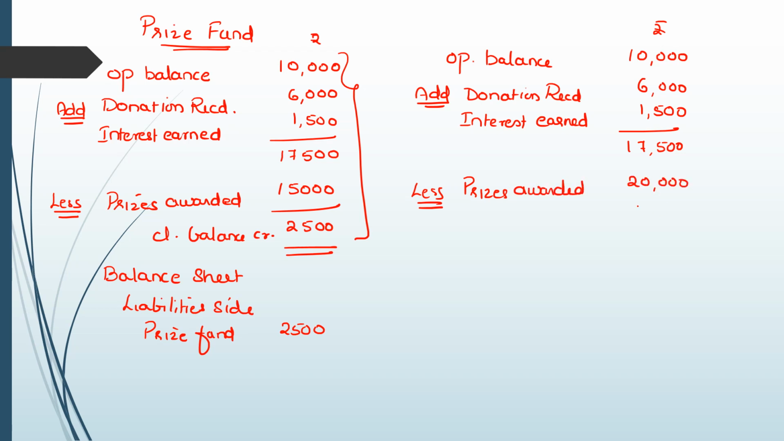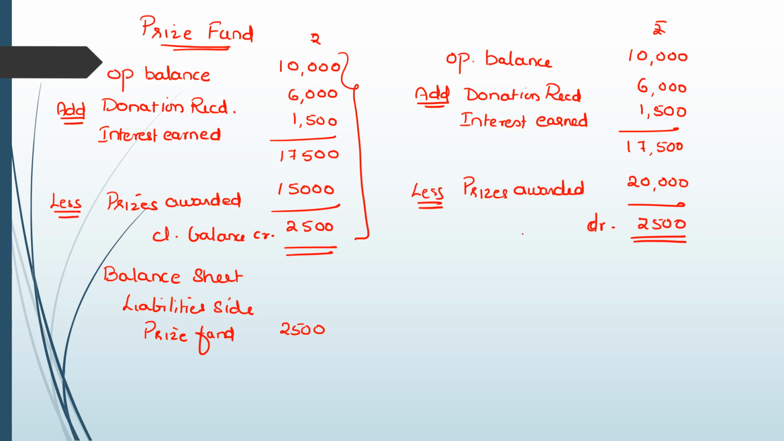So here what happens? They have spent more than the fund that they had. They had a fund balance of 17,500 only, but they spent on giving away prizes worth 20,000. So they have spent more. This leads to a debit balance here of 2,500.